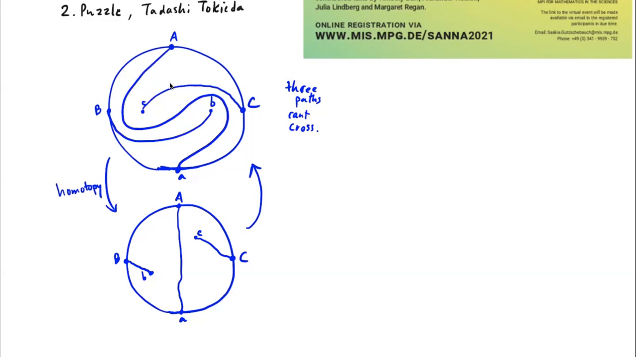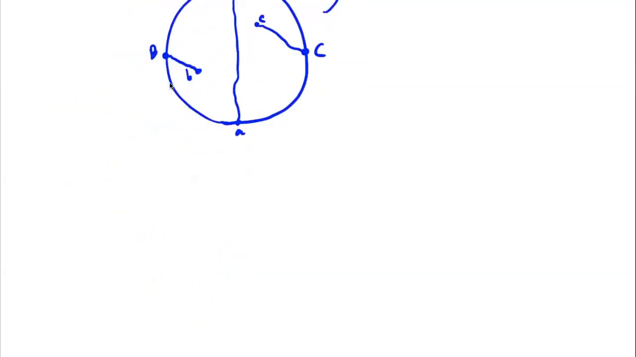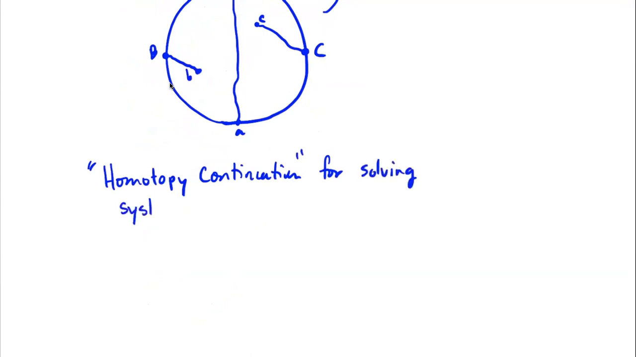Okay, so that's the toy example that demonstrates, at the core, what homotopy continuation is. So let me just state it. Homotopy continuation is what we're going to talk about. These are just two words, but we mean them in a very specific sense for solving systems of polynomial equations.